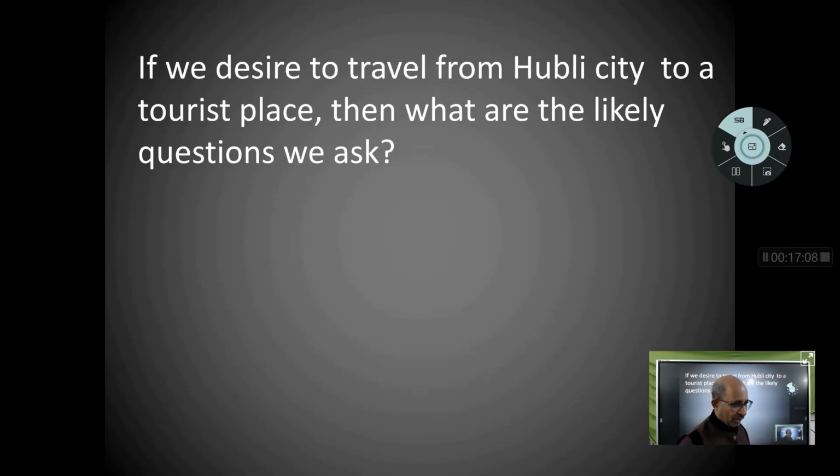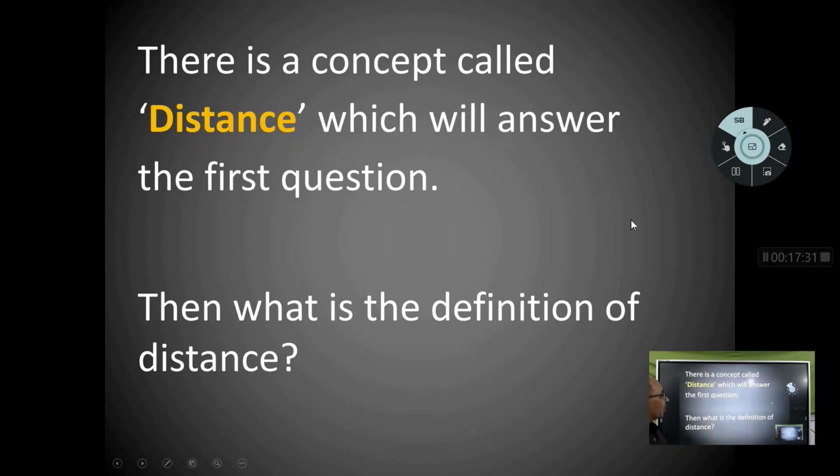Now we look at the first question. What is the first question? What is the distance? Correct? That's a very good question that you are going to ask. So how far is it from this place? There is a concept called distance, which will answer the first question.